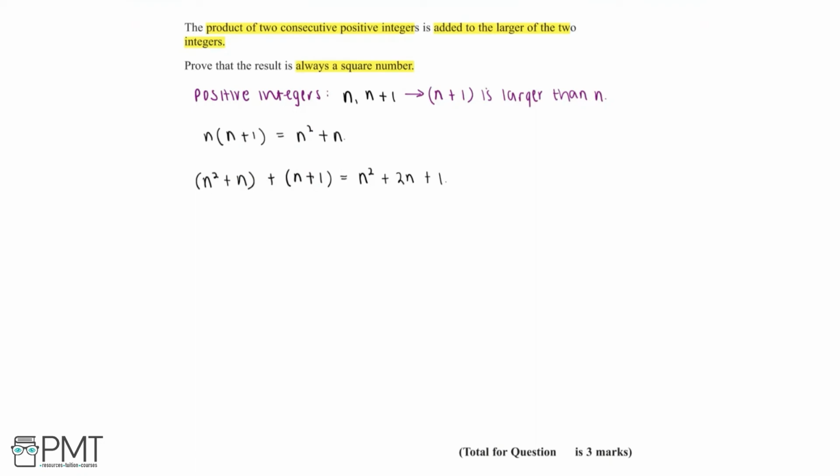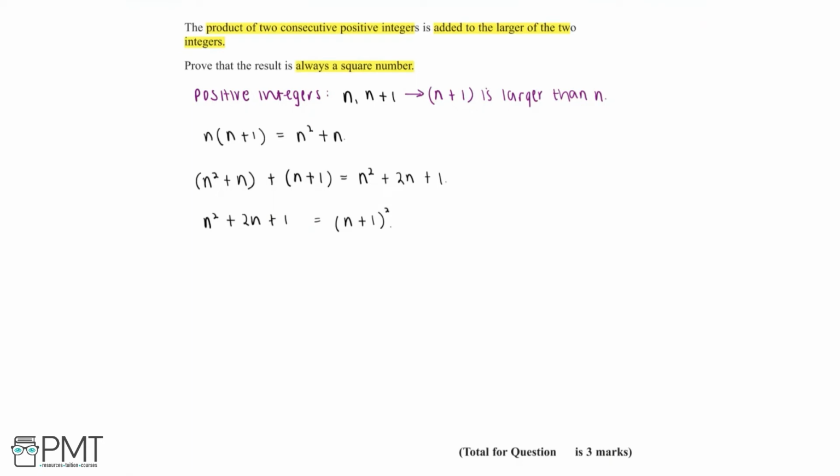We need to prove that this result is always a square number. Now n squared plus 2n plus 1 is a quadratic expression which we can simplify. And so we can say that n squared plus 2n plus 1 is equivalent to n plus 1 all squared. Now that we've found that the result is equal to n plus 1 all squared, we've proven that the result is always a square number, and it's really important to write a conclusive statement at the end to get the final mark.